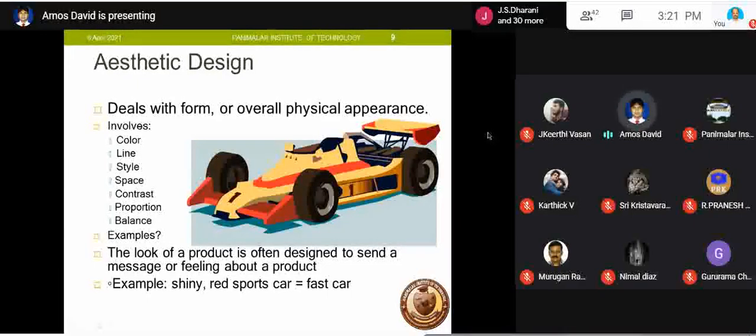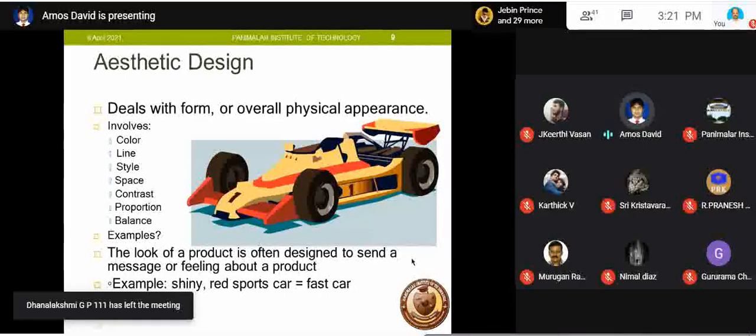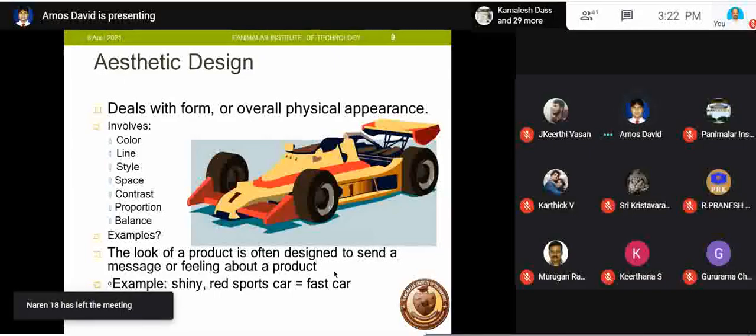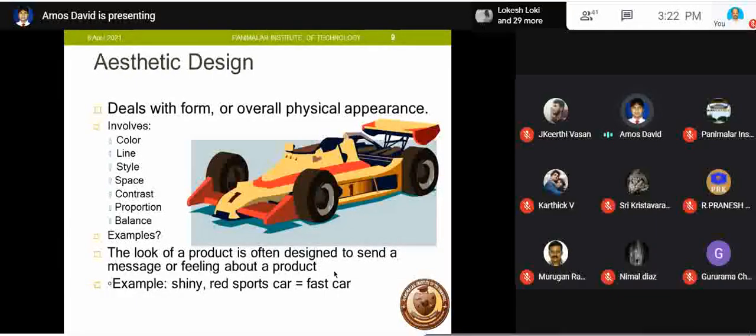For example, the look of a product is often designed to send a message or feeling about a product. So if there's a brand, let's say the Apple brand, Apple stands out from all the other brands because of its aesthetic design. You know, right? There are a lot of people who prefer Apple.